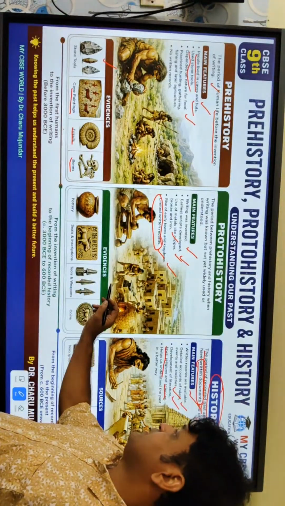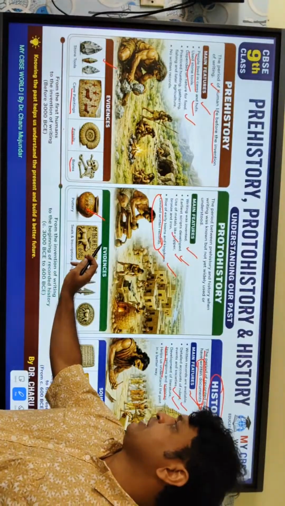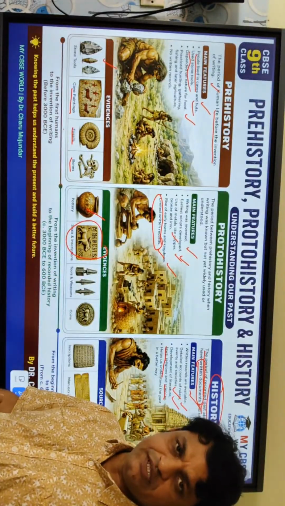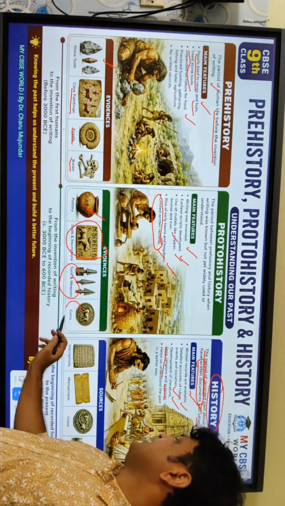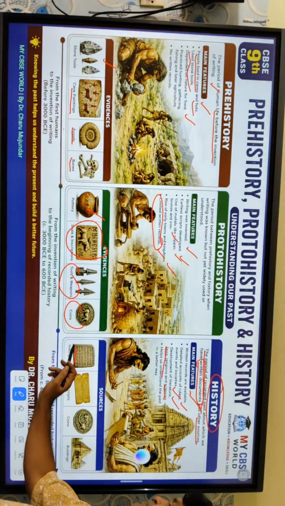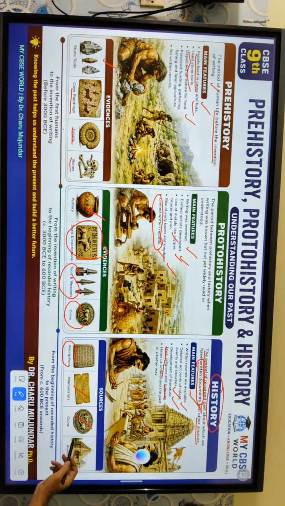And evidences. What are the evidences for proto-history? Pottery, seal and inscription. Inscription was there, but we cannot read it. Tools and weapons and coins are also there. But here we have inscriptions which we can decipher and read, manuscripts which human beings can read, and we have coins and buildings. So this is history.